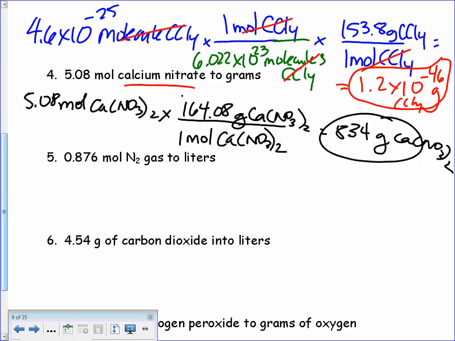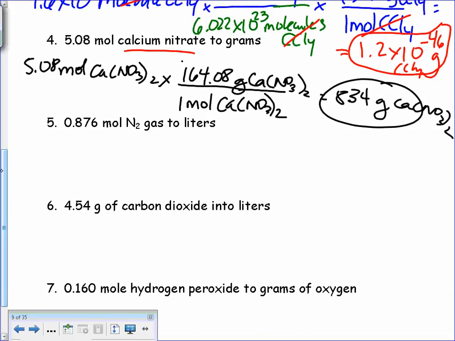Question on number 4. There was a one-step process from moles to grams. So once you have the formula of calcium nitrate, I multiplied 5.08 times 164.08.